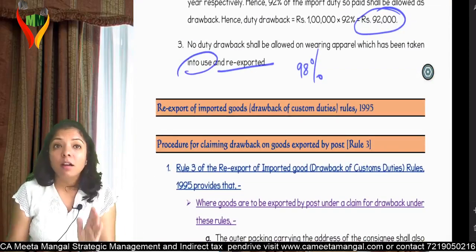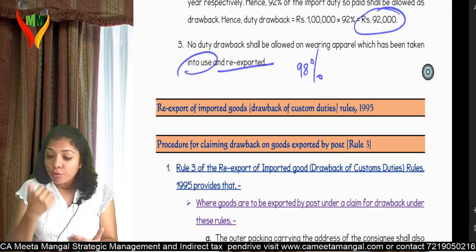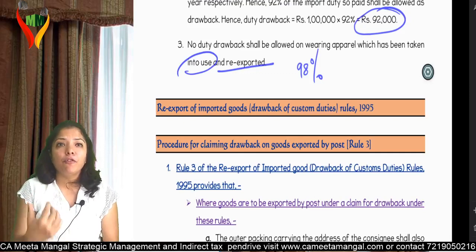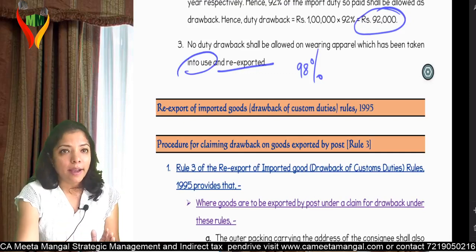Any problem till here? That means we are done with section 74. Now we'll be doing the rules of section 74. There is something important which we have studied in the rules, but till now any problem? Can I go ahead? Okay.